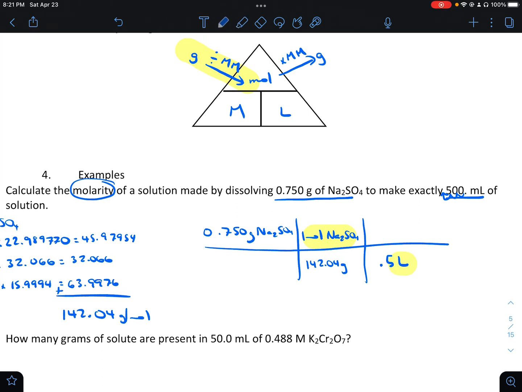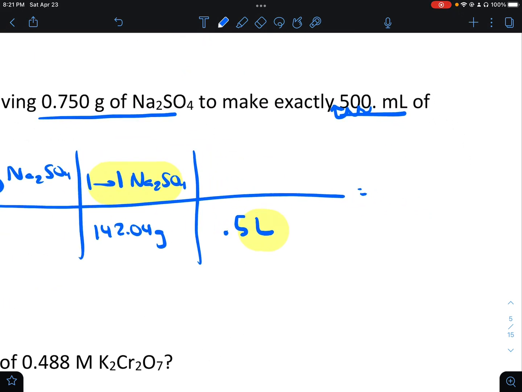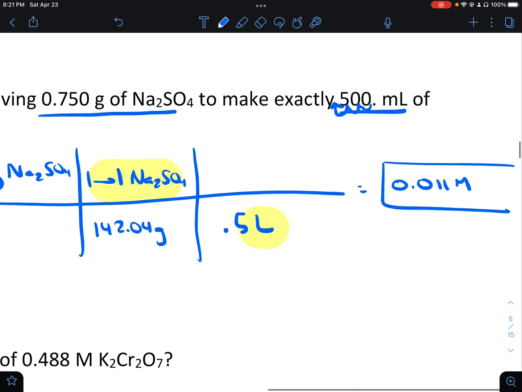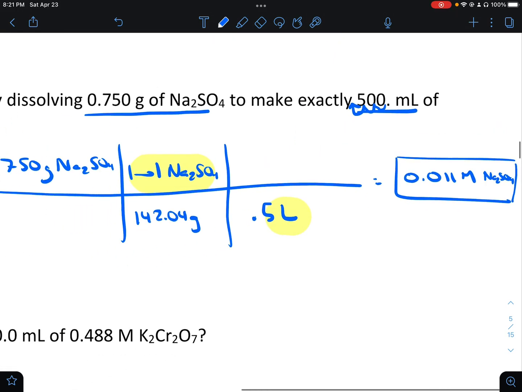So now we're ready to just calculate this. Throw it in our calculator. We're going to take 0.75 divided by 142.04 and divide by 0.5. And when we get this to 2 decimals, we have 0.0, and now we need 2 non-zero numbers, so it's going to be 1, 1, and our label is molarity. You could actually put Na2SO4 on it if you wanted, or you could leave it off, your choice. I like to put it because I like to be specific, but we're good either way.